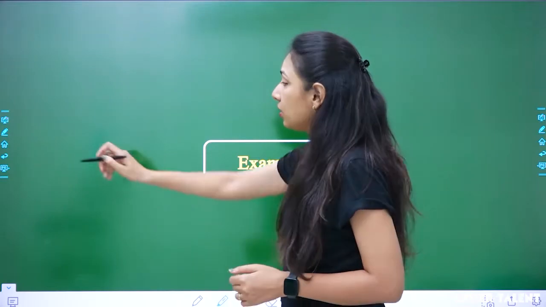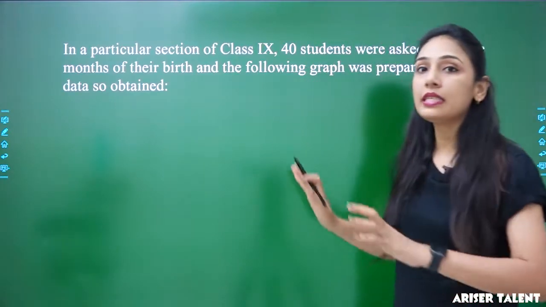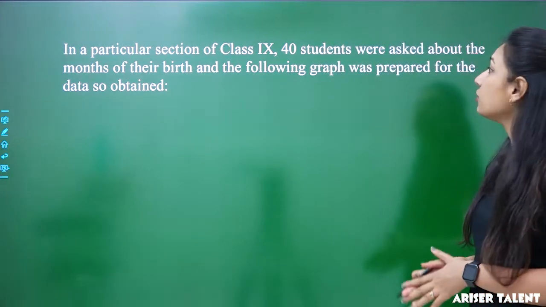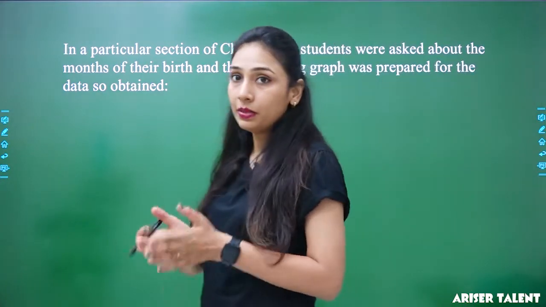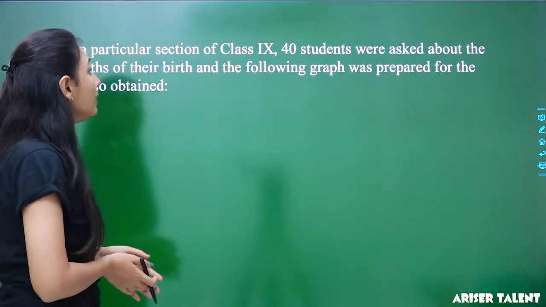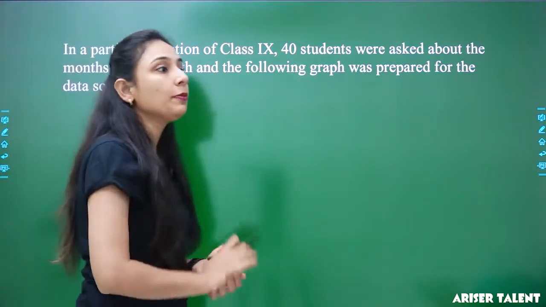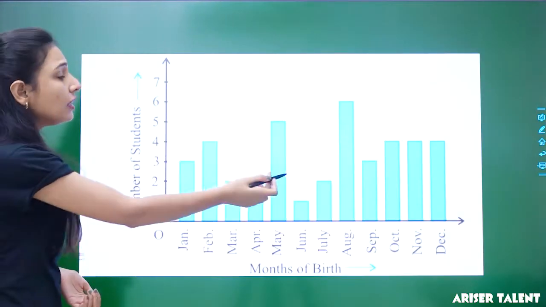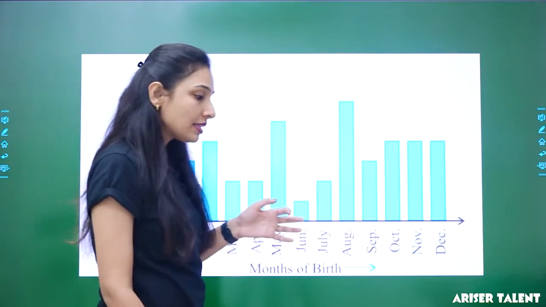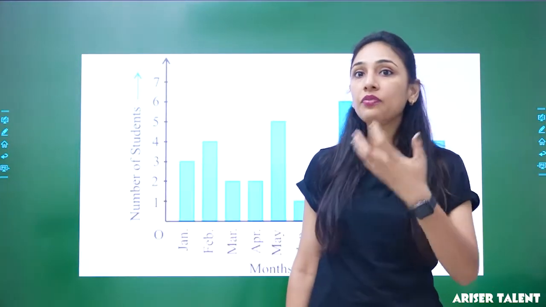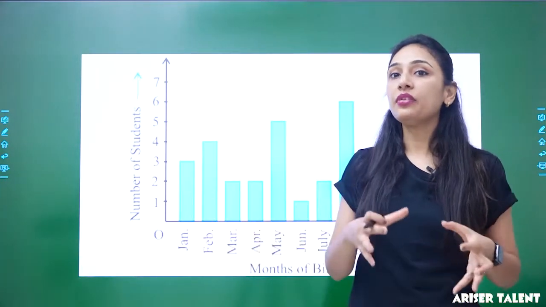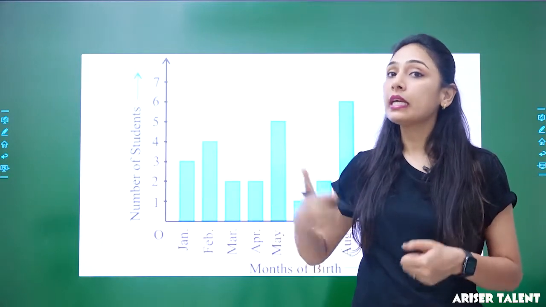Okay, you have made bar graphs in your previous classes too. So here's the first example of it. In a particular section of class 9th, 40 students were asked about the month of their birth. They were asked in which month they have been born, and the following graph was prepared for the data so obtained. So this was the graph obtained. We are just taking an example. The graph is given and we are going to fetch information from this graph.